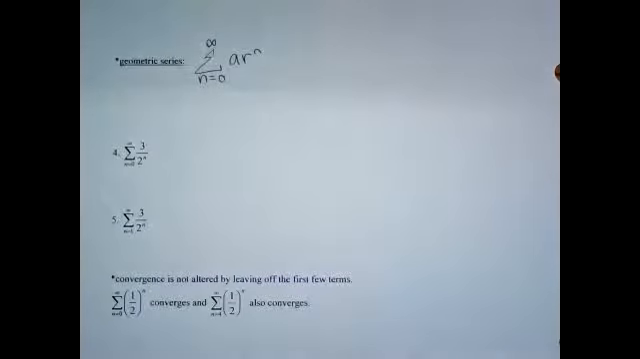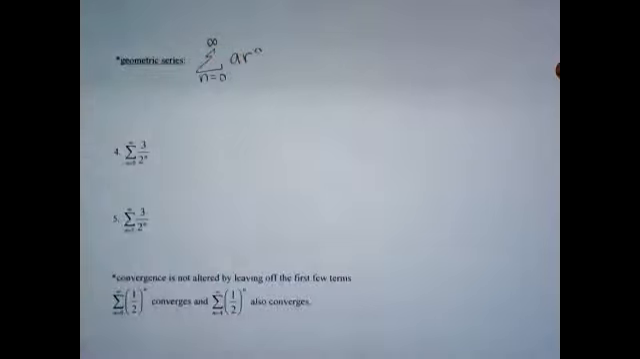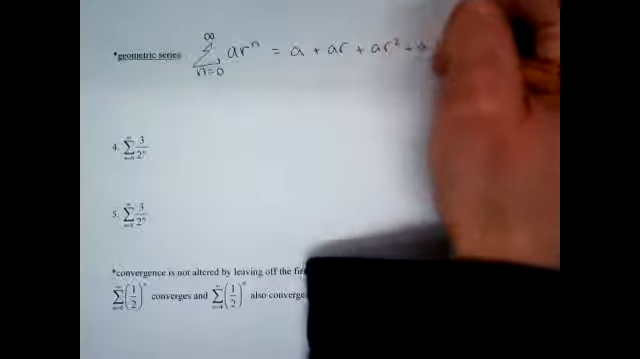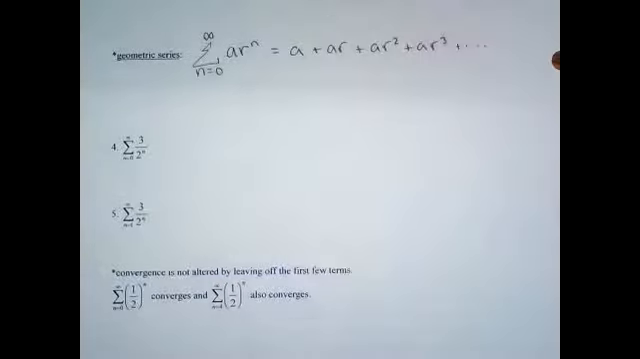So the sum from 0 to infinity of a times r to the power n. A is your first term, and sometimes nothing will be written there. If nothing is written there, it is understood to be 1. R is what's called the ratio. That's what you're multiplying by each time. So this would be a plus a times r plus a times r squared plus a times r to the third, and so on and so forth. You just keep multiplying by whatever that number is.